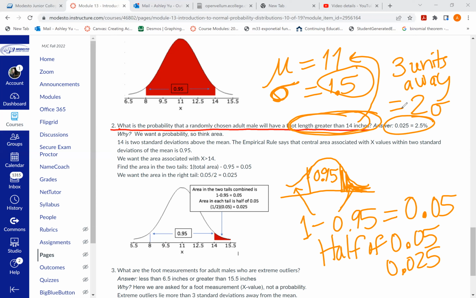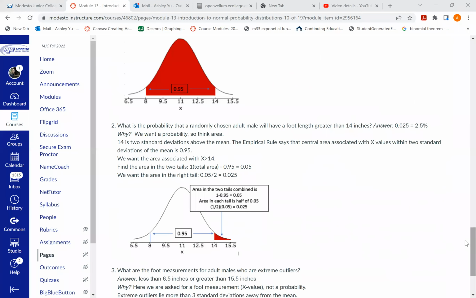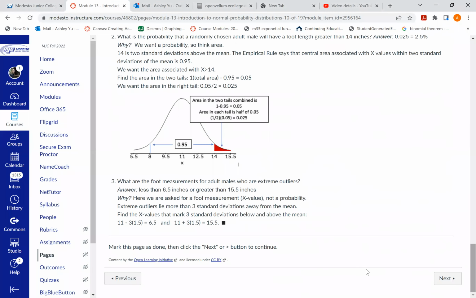That's what they got here. So they describe the same thing we said. We want the area associated with x greater than 14. Find the area of the 2 tails. That's what we found, the left and right portions, 0.05. But we want half of that, so I divide it by 2 and get that tail. Okay, sorry if that went fast. You can always rewind it.